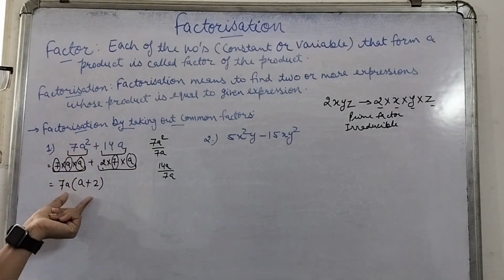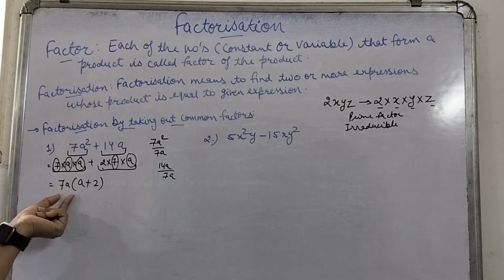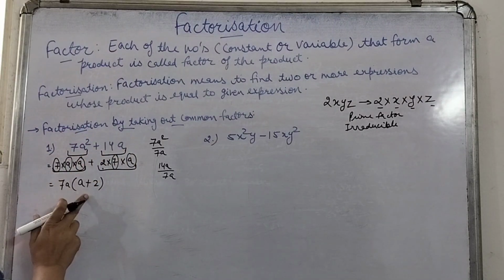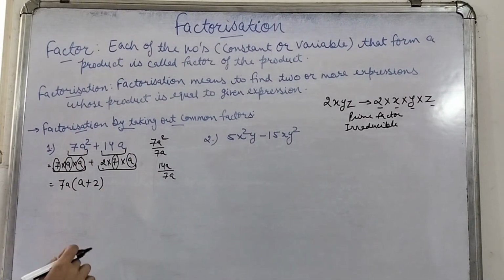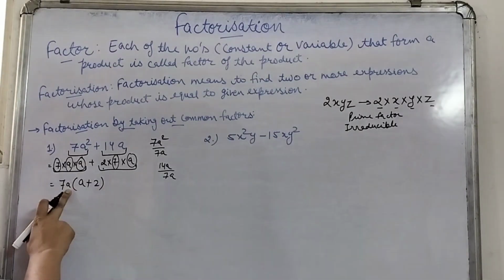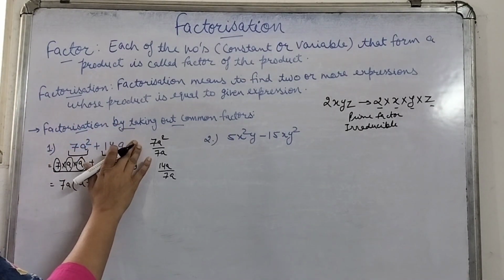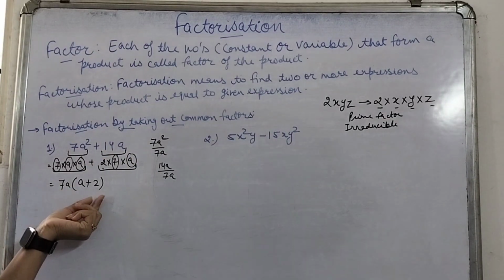So this is how we can represent this given expression as the product of various expressions. How have we represented this expression? As a multiple of 2, 7a, and a plus 2. This is an expression, this is a variable, this is a constant. So we have represented this given expression as a product of a constant, a variable, and an expression.